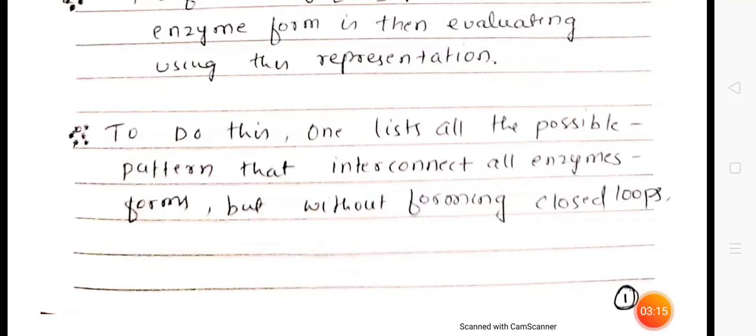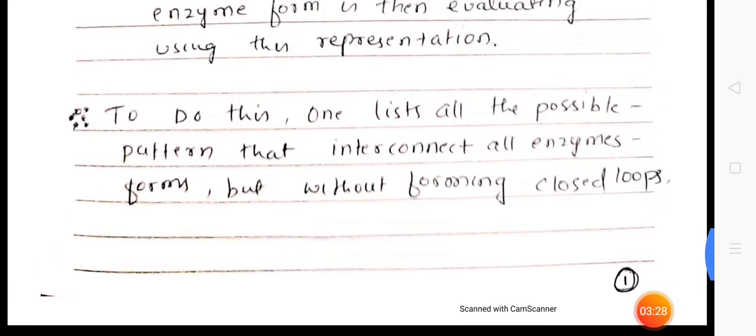I will show the figure so you can understand, but it must be done without forming a closed loop. In this way we can cover all the possibilities without closing any loops. I will continue on the second page, as you can see.